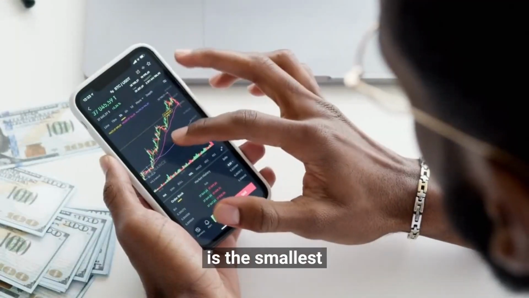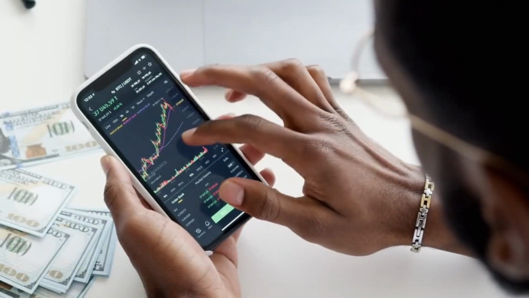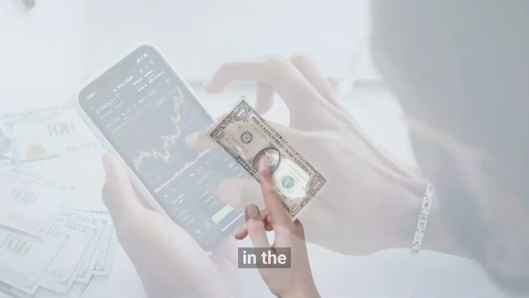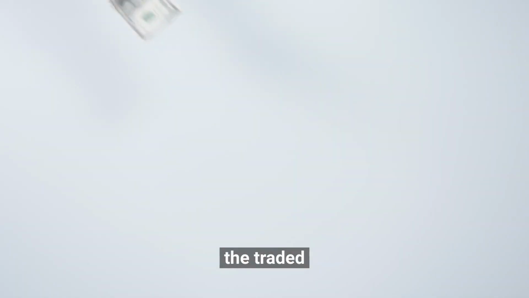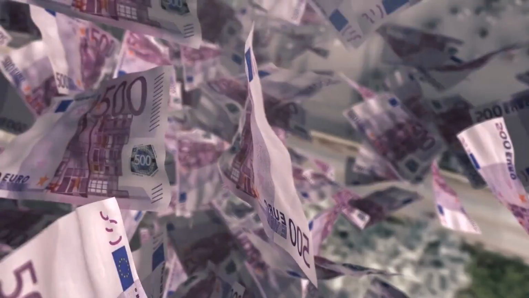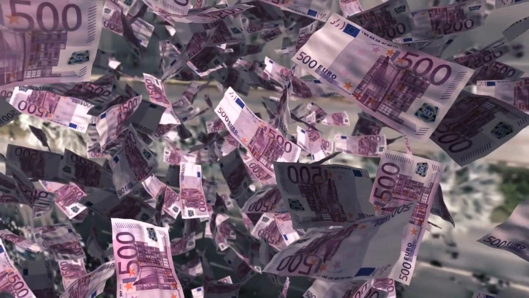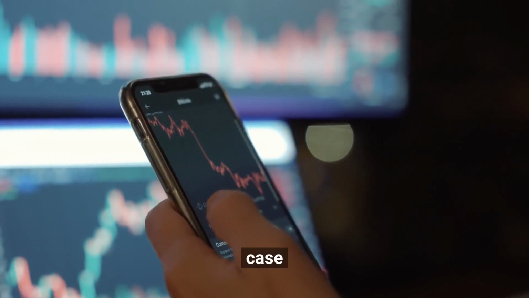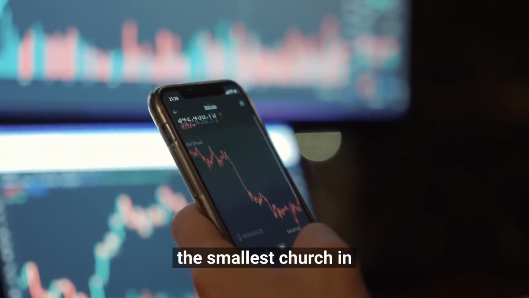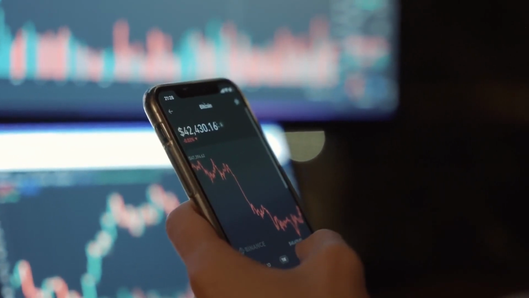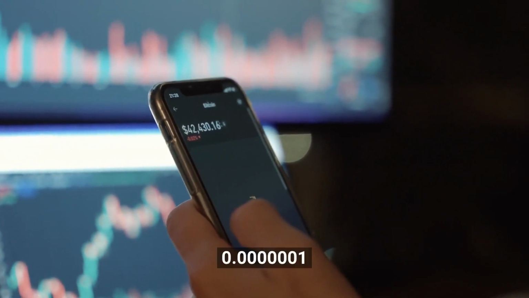The pip is the smallest unit of change that a currency pair can move. In the Forex world, currencies are traded in fractions, with most pairs having 5 significant digits and the decimal point immediately after the first digit. For example, the EUR/USD quote might be 1.2377. In this case, a single pip would equal the smallest change in the fourth decimal place, which is 0.0001.